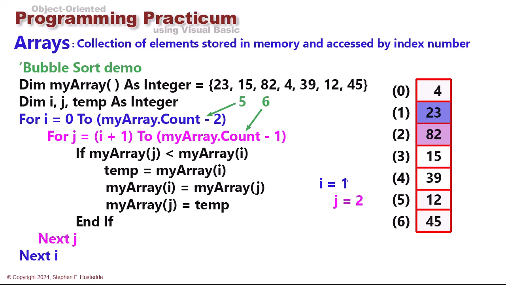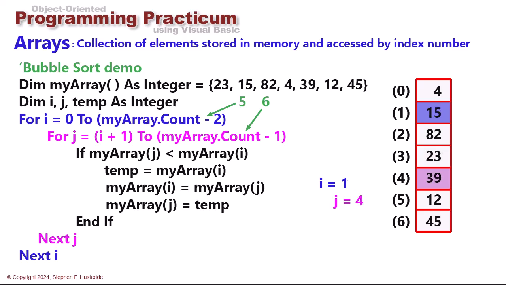Next i becomes 1. We're going to now restart our j loop, starting with the element after i, in this case 2, and we're going to compare element 1 and element 2. Well, 82 is not larger than 23, so nothing happens. Next, j is 3, and now we're going to compare 15 to 23, and 15 is less than 23, so we're going to swap those two values.